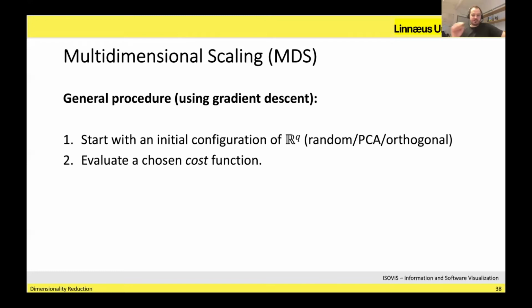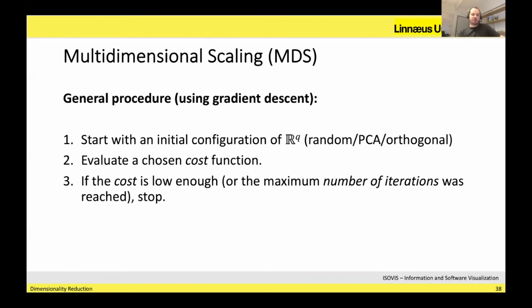Then you evaluate a certain cost function, and every MDS has a cost function. For example, in this case that we were analyzing, the cost function is that we want to minimize the error between the distances in the low dimensional space and the distances in the high dimensional space. I'm going to talk about this in a second, but just remember that there's a cost function that determines how bad this new low dimensional representation is.